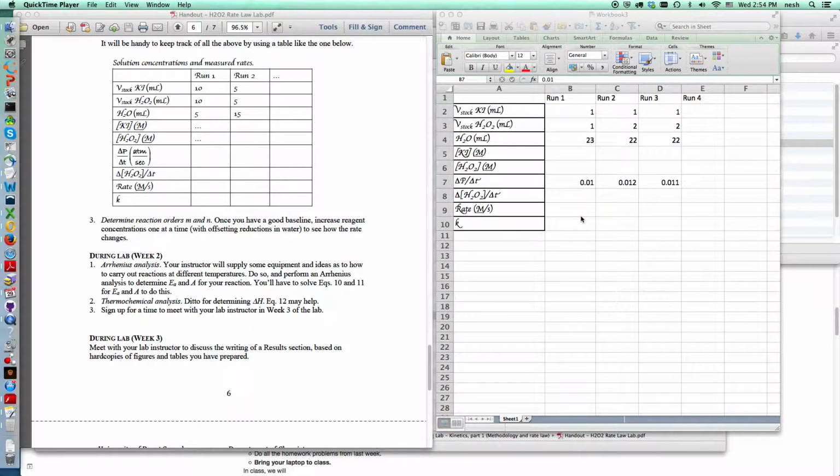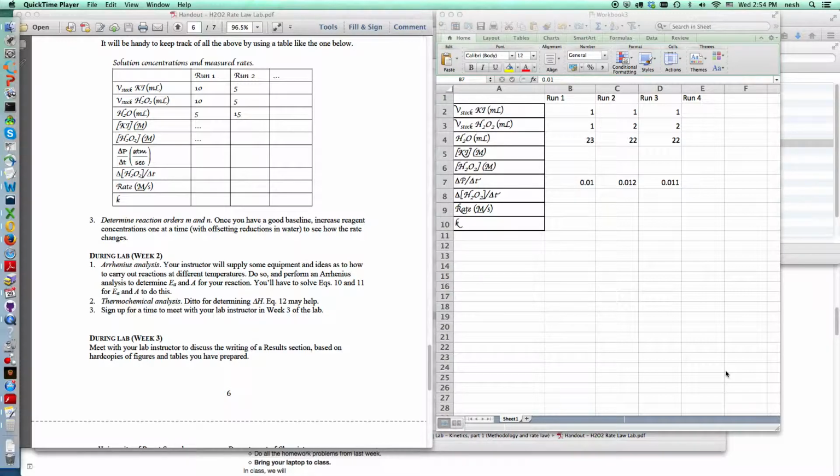Hello, this is Professor Stephen Nesheba, and I'm here to help you out with some of the calculations having to do with the H2O2 rate law lab. So what I've done is I've laid out an Excel sheet like this, more or less in parallel with the table in your handout, and I'd recommend that you get that all set up as well.